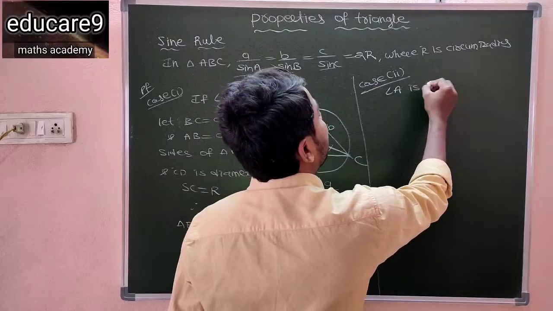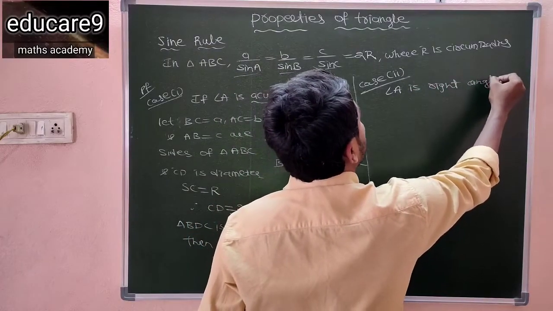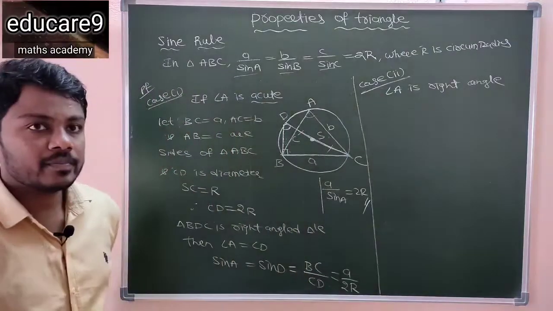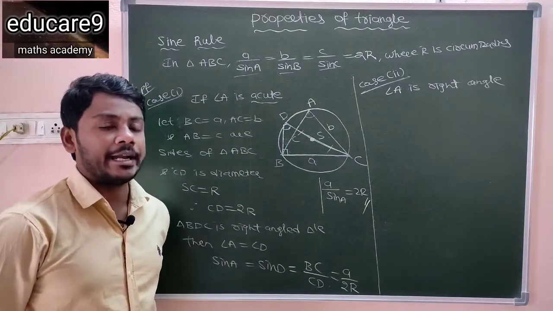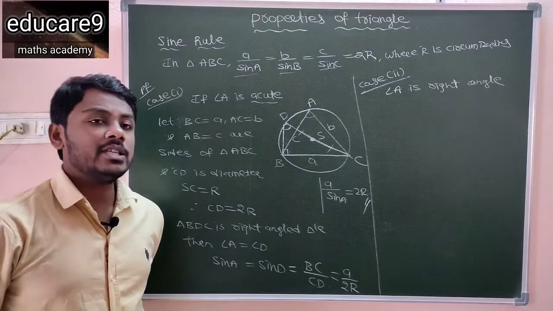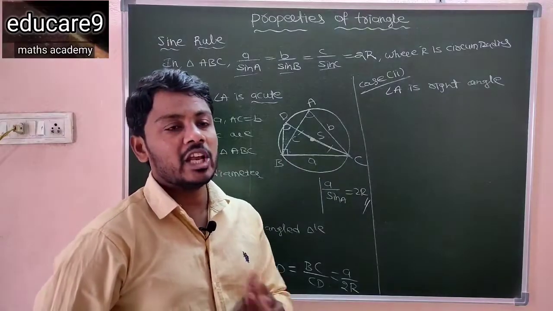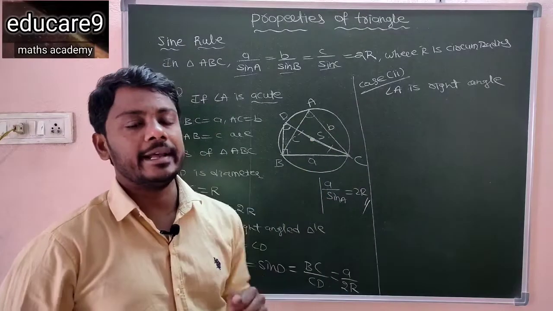Angle A is a right angle, which means angle A is equal to 90 degrees. Whenever one side of a triangle is the diameter of the circle, then only angle A is equal to 90 degrees.